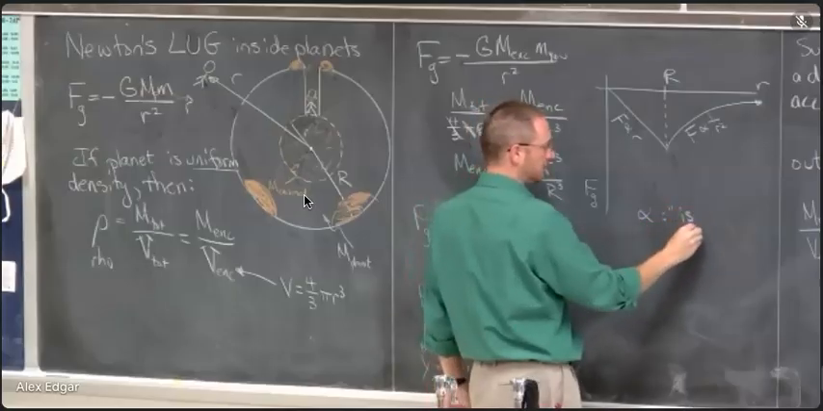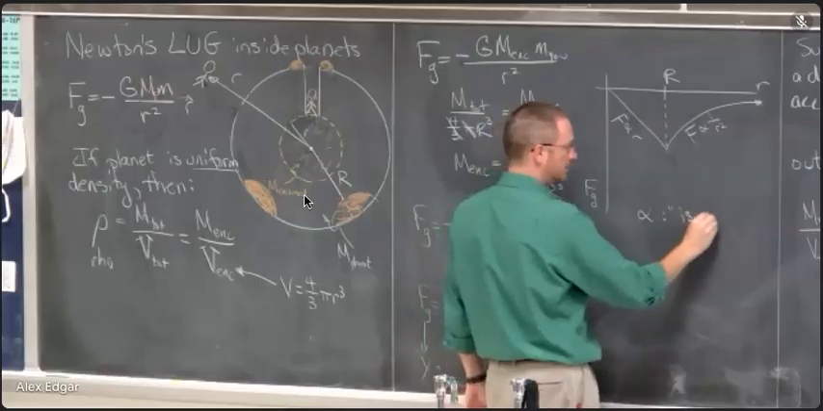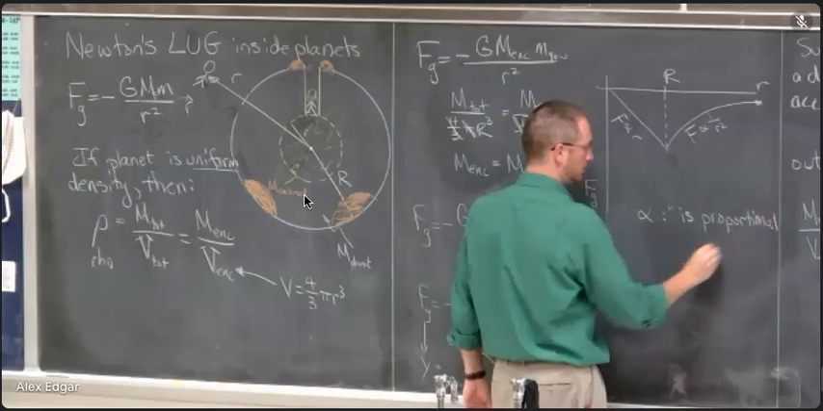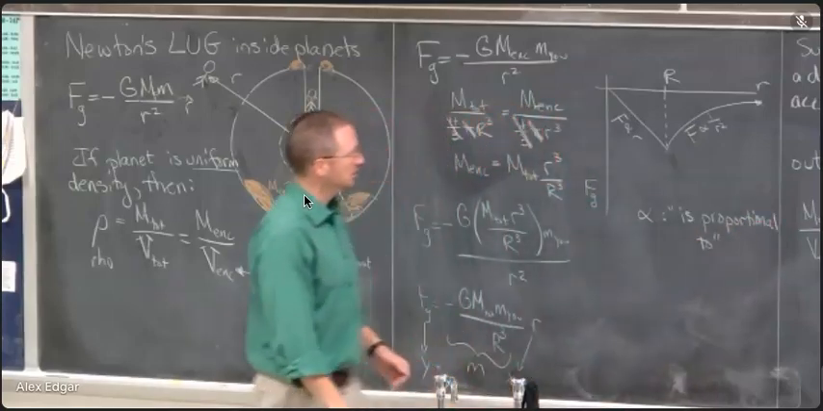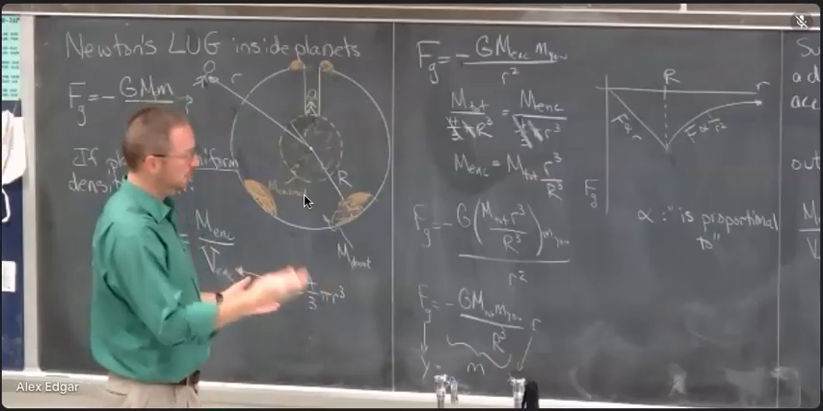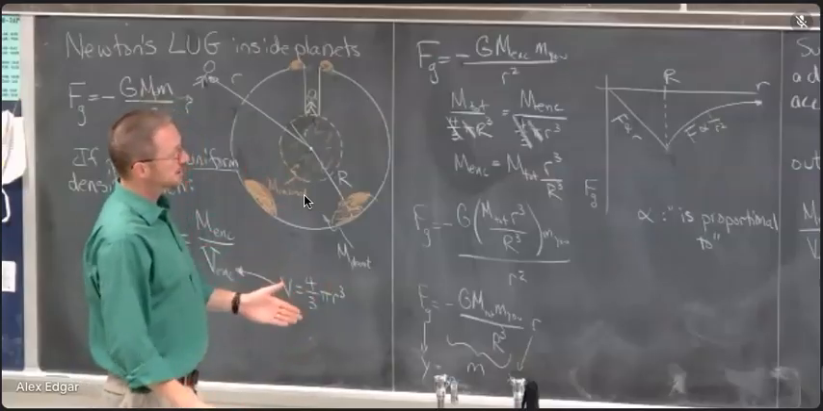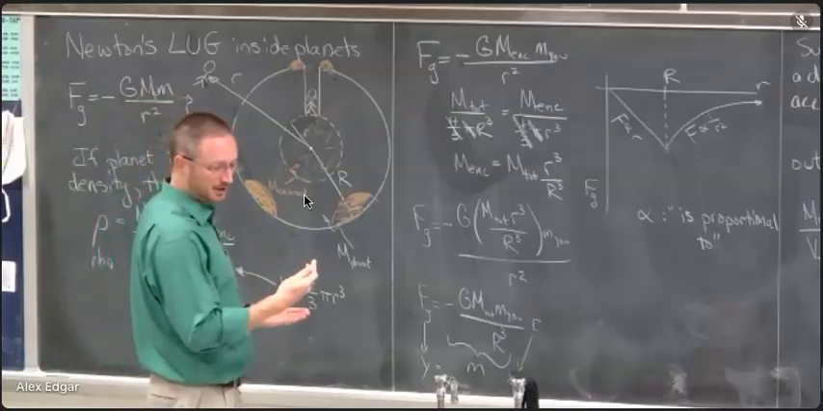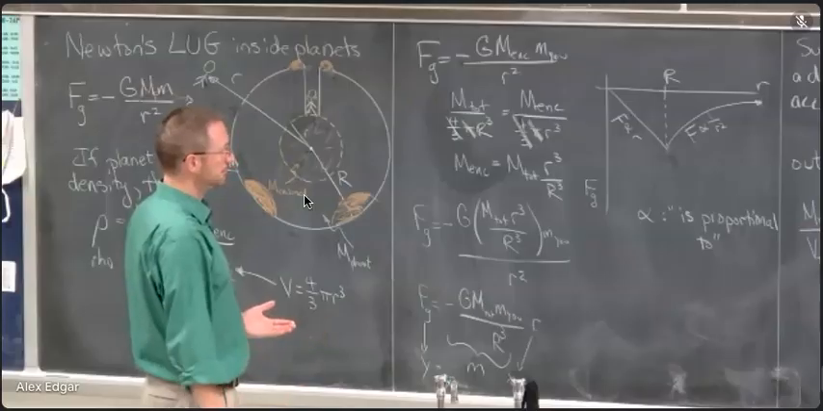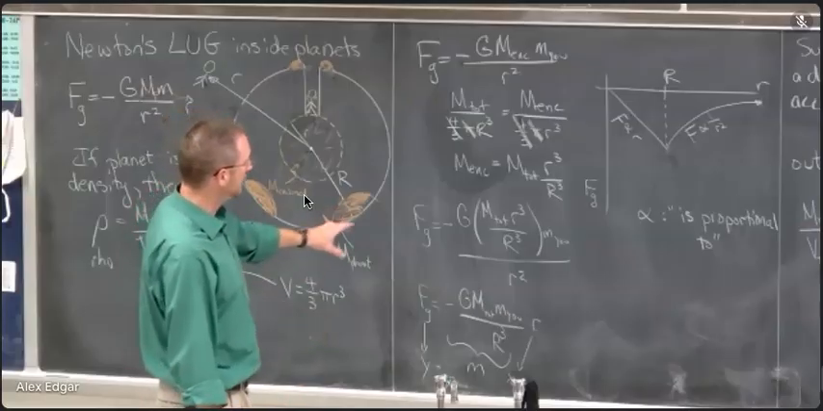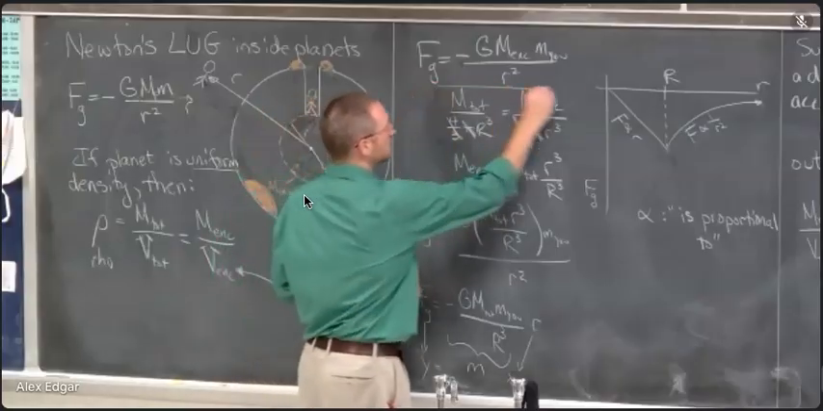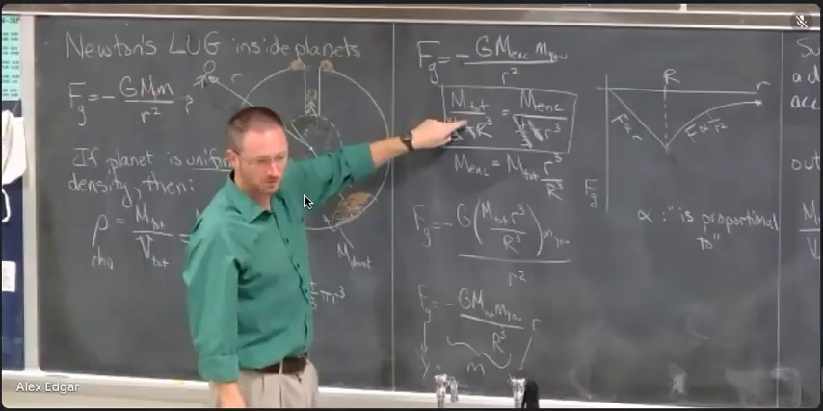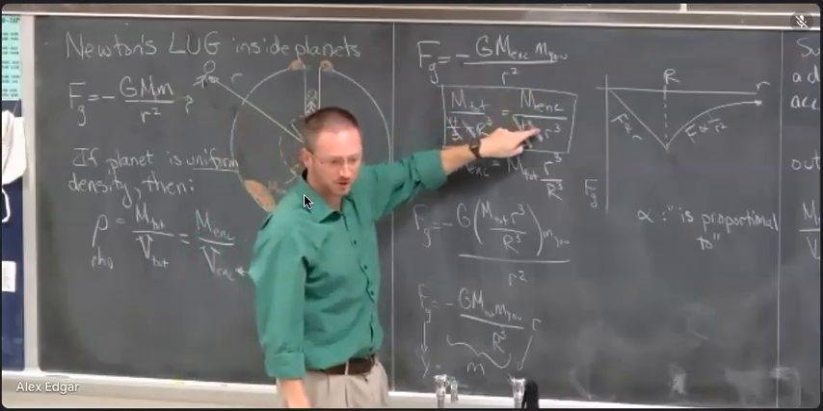Where this fishy symbol, the Greek letter alpha, means proportional to. So the force is proportional to r until you get to the surface of the planet, and then the force is proportional to the inverse of r squared. Now that's for a uniform planet, where you can set up a ratio, and this ratio is constant whether we're talking about the whole planet, the whole mass with the whole volume, or just part of the planet with part of the volume.